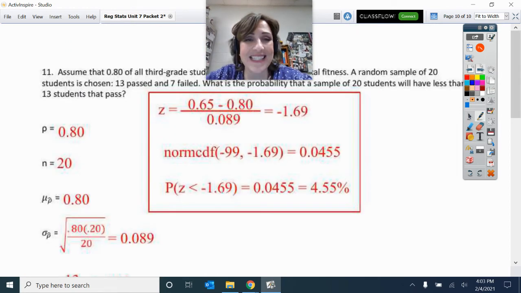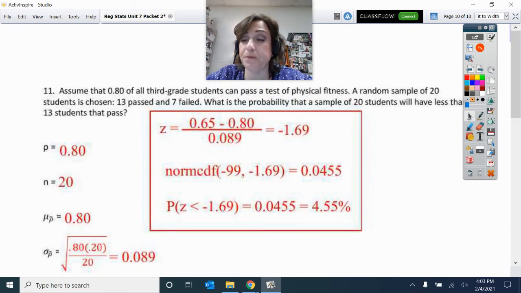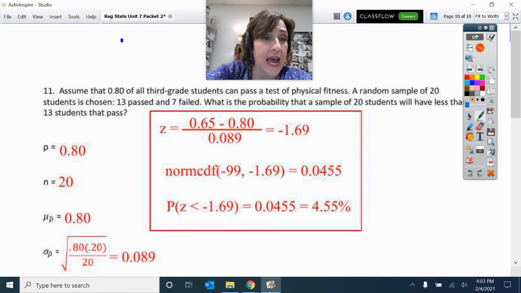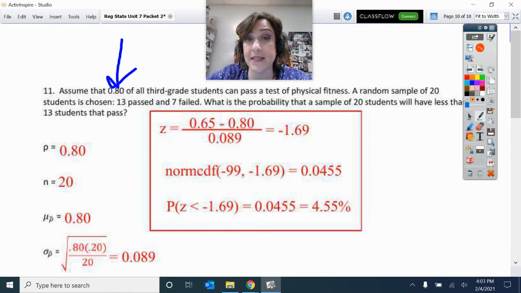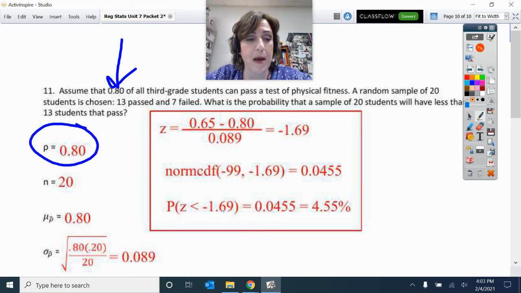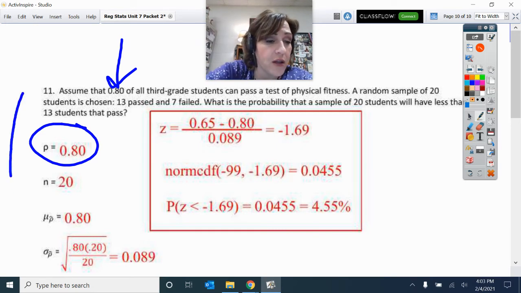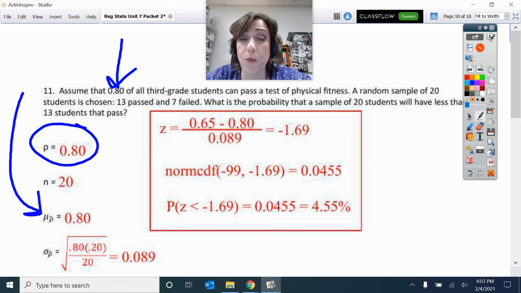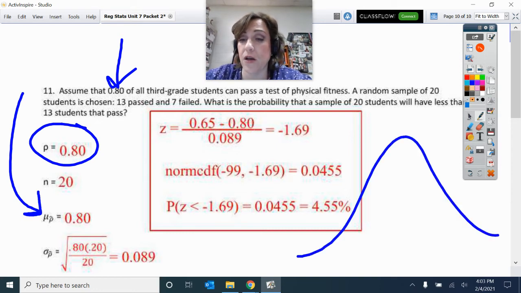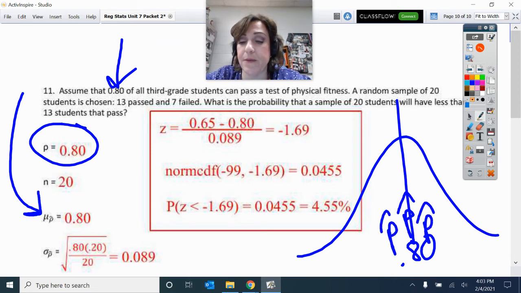All right, and then now our last two. So on these problems, let's look at what's happening here. So assuming that 80% of all 3rd graders can pass the physical fitness test, so that's our population amount. So that means all the samples we should get should be centered around 80% passing the physical fitness test. Okay? All the samples we get should be centered around 80% passing. A little less, a little more, but they're centered around 80%.